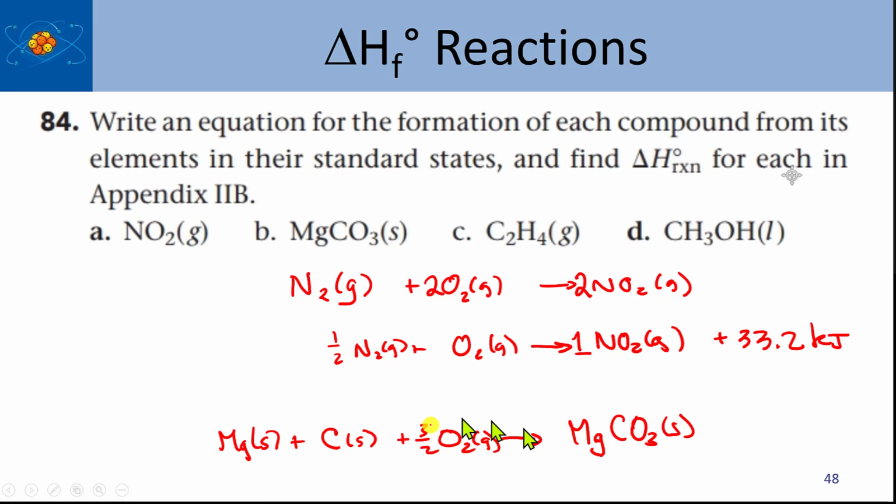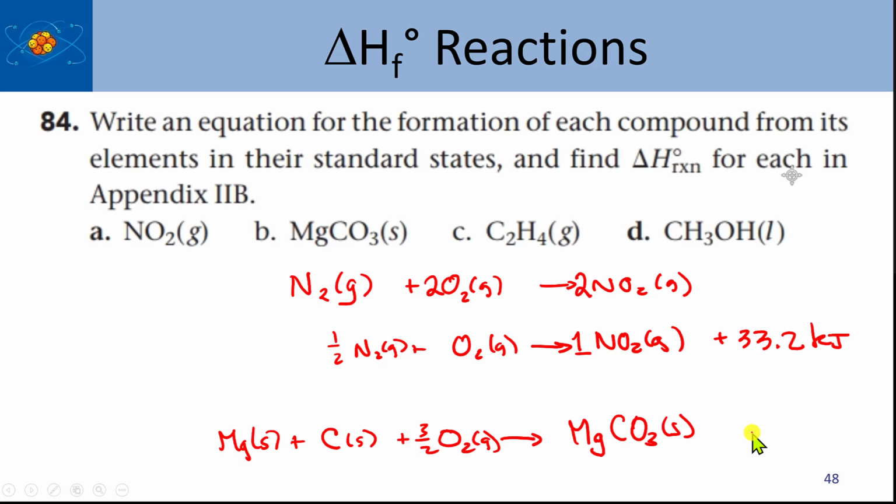So this is the equation written out. Basically, I just read this and I said, well, there's magnesium. I know that's a solid. There's carbon. I know that's a solid. We just talked about that one. And then I needed 3 oxygens. And I said to myself, well, how do you get 3 out of 2? So I just used a 3/2. So this is the reaction.